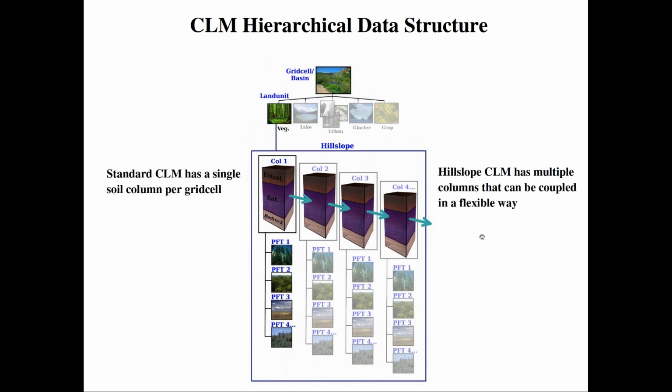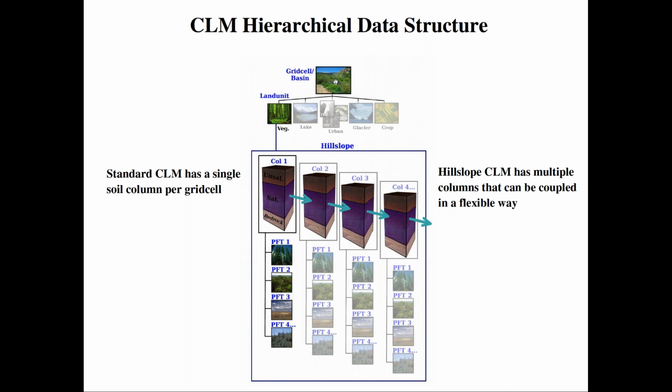So CLM, like a lot of large-scale models, has a hierarchy of data, starting with the grid cell, which is where the model would interact with the atmosphere. And that typically is a rectilinear latitude-longitude based disaggregation of the surface, but just as an aside, it doesn't have to be. It can also be an arbitrarily shaped grid cell.